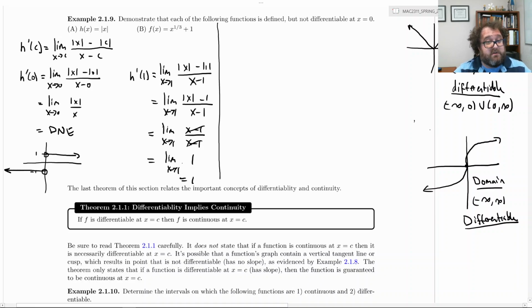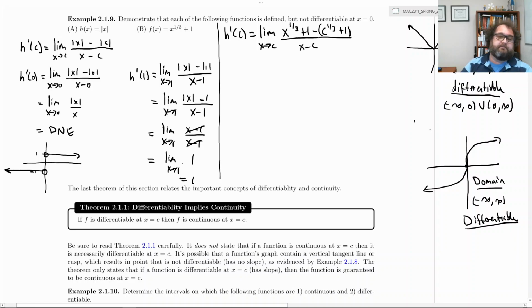Let's see what the domain of the derivative is. Let's use the alternative again. h prime of c equals the limit as x approaches c of f of x, so x to the 1/3 plus 1, minus f of c. So that's going to be c to the 1/3 plus 1, all over x minus c. Okay, so that's the general alternative limit definition.